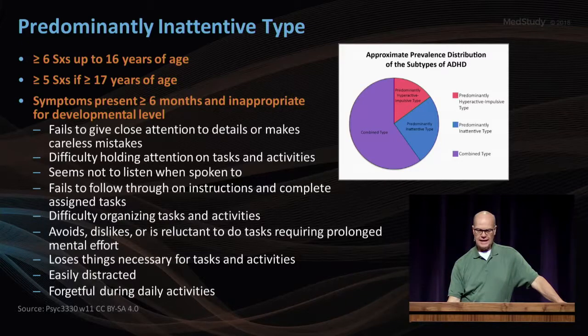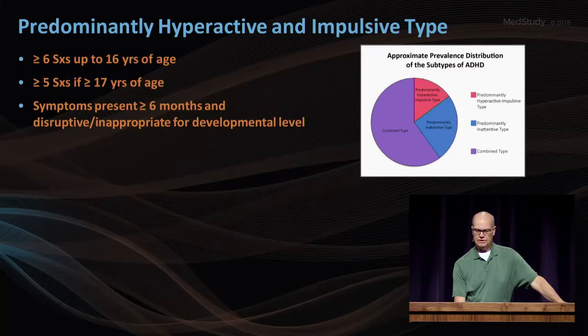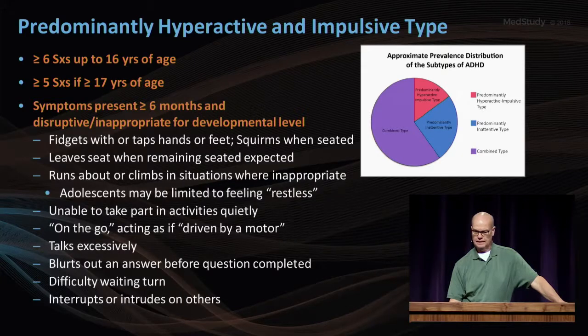Now, this is the predominantly inattentive type, which is making up maybe about 1/3 of all cases. The predominantly hyperactive or impulsive type, again, maybe about 1/4 of cases, with the combined type always in the majority. These symptoms center around increased motor activity, difficulties sitting still, always on the go, talking excessively, difficulty taking turns, not able to cooperate, and the like.